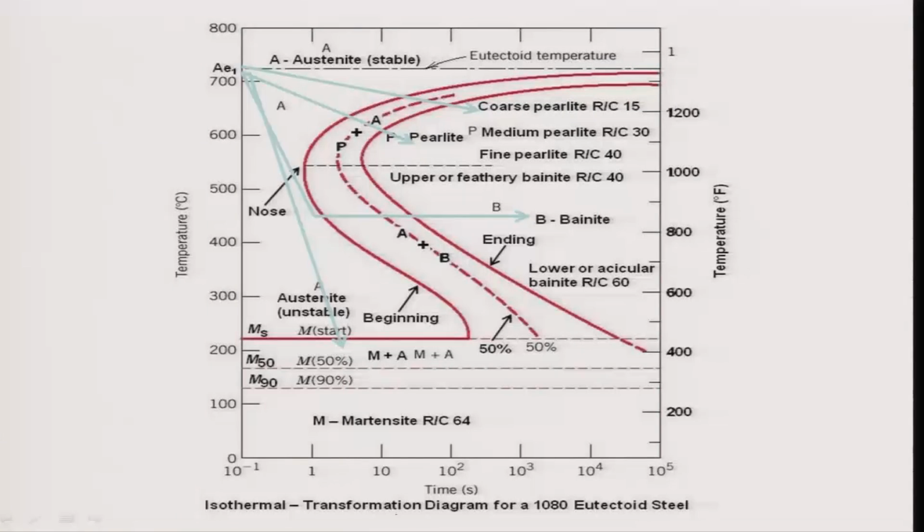So, I will just spend about 5 to 7 minutes on these diagrams, then I move on to the cast irons. So, this is a typical TTT diagram of 1080 eutectoid steel. That means, this is a plain carbon steel consisting of about 0.8% carbon.